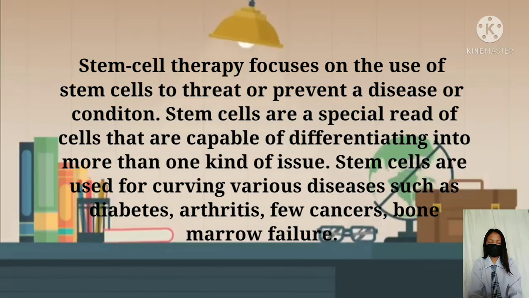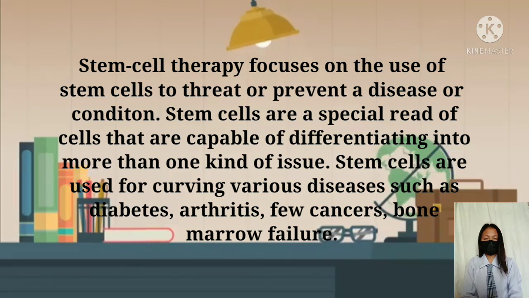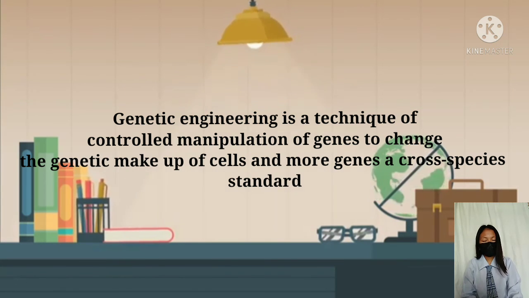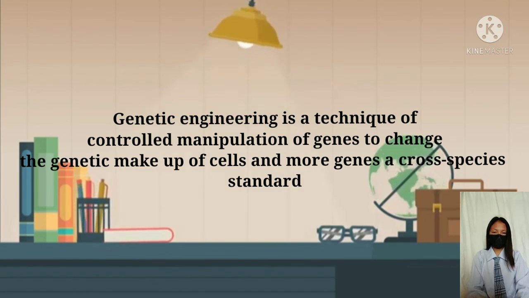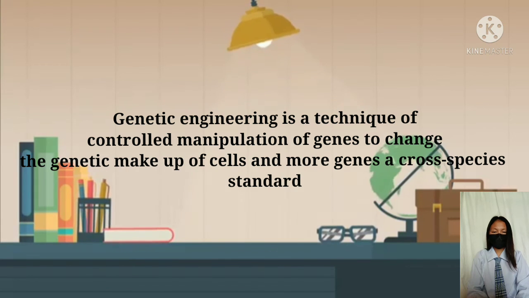Stem cell therapy focuses on the use of stem cells to treat or prevent a disease or condition. Stem cells are a special kind of cells that are capable of differentiating into more than one kind of tissue. Stem cells are used for curing various diseases such as diabetes, arthritis, a few cancers, and bone marrow failure. Genetic engineering is a technique of controlled manipulation of genes to change the genetic makeup of cells and move genes across species boundaries.